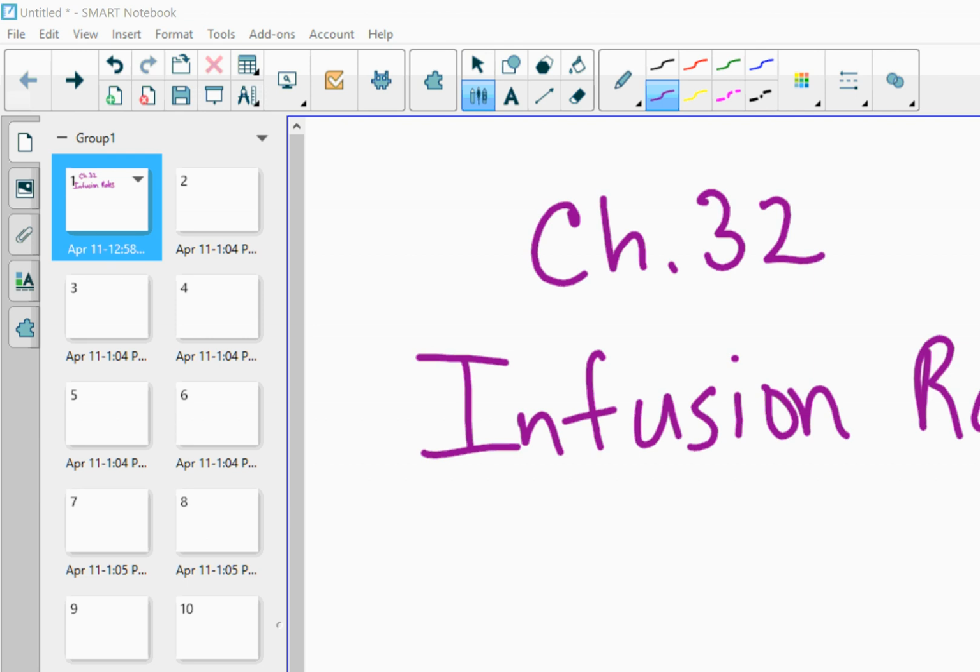Calculate the rate of flow for an IV in milliliters per hour if the volume of the infusion and time of the infusion is known. Calculate how long an IV infusion will last and determine the military time.